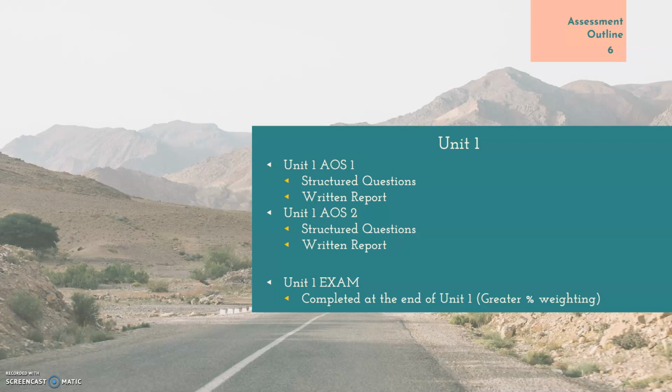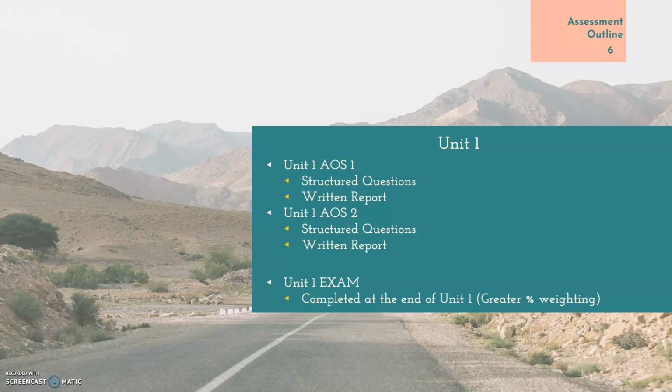So the students will, in Unit 1 area of study 1 and Unit 1 area of study 2, be assessed on a series of structured questions that will form one assessment, and then a written report that responds to content that we learn in both of these areas of study.